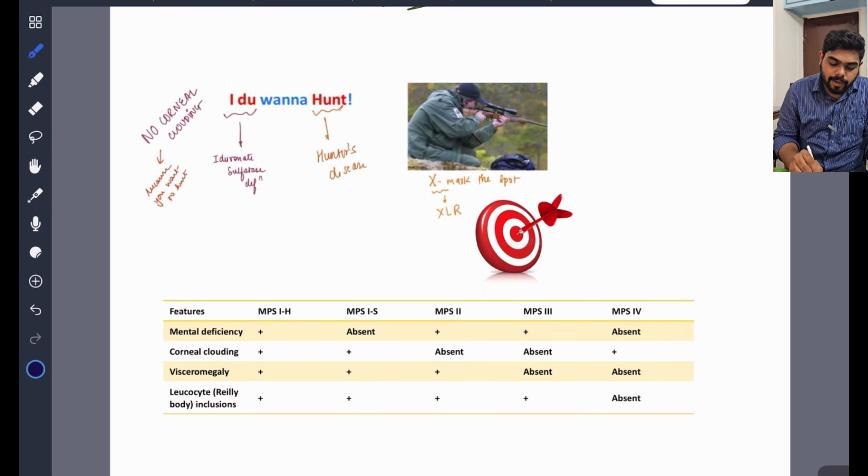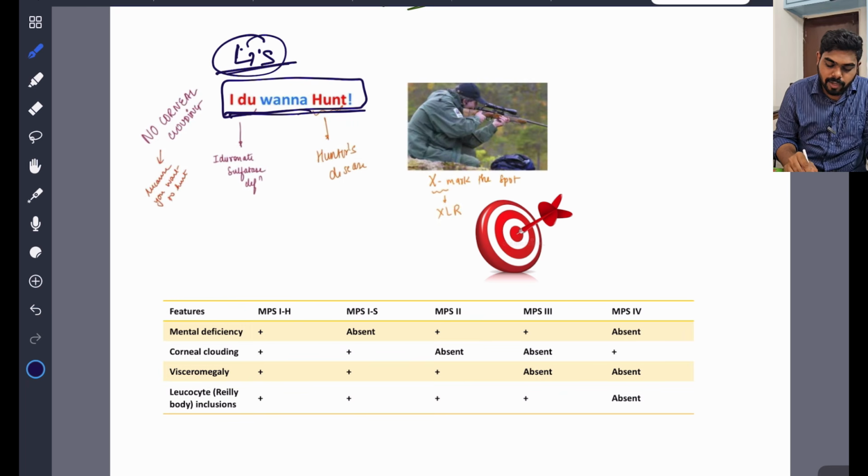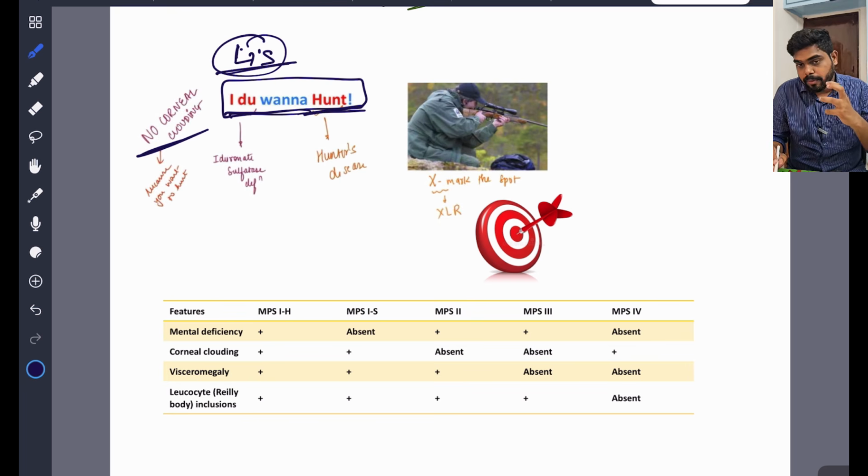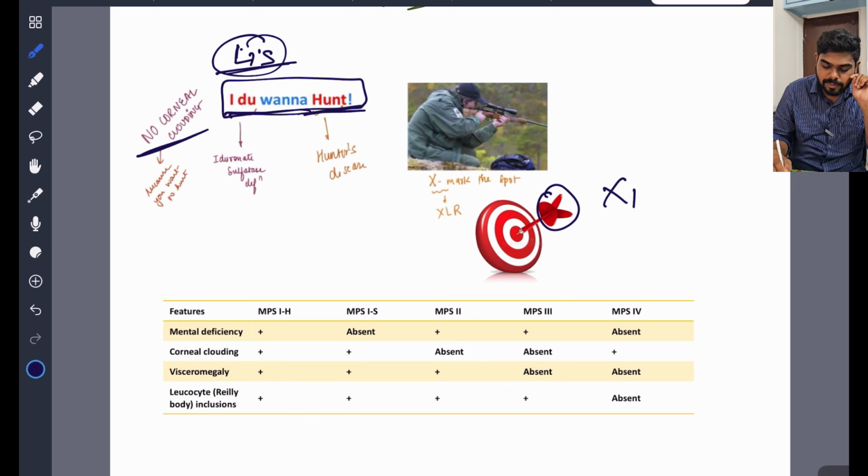See, I do want Hunter, iduronic... so listen, iduronate sulfatase, that enzyme name is there. Hunter's disease, so this is very important. There is no corneal clouding because he has proper vision. And see, this is X-linked recessive, it is hitting the target. Okay, clear.